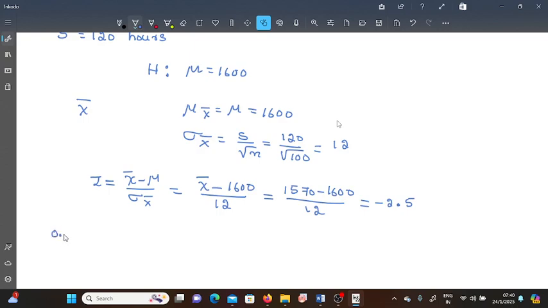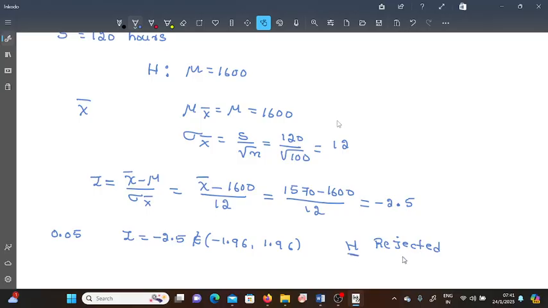Suppose we consider the 0.05 level of significance. Clearly the given Z score, minus 2.5, lies outside the given interval. That means Z equal to minus 2.5 does not belong to minus 1.96 comma 1.96, so we are rejecting the given hypothesis for the 5% level of significance or 0.05 level of significance.